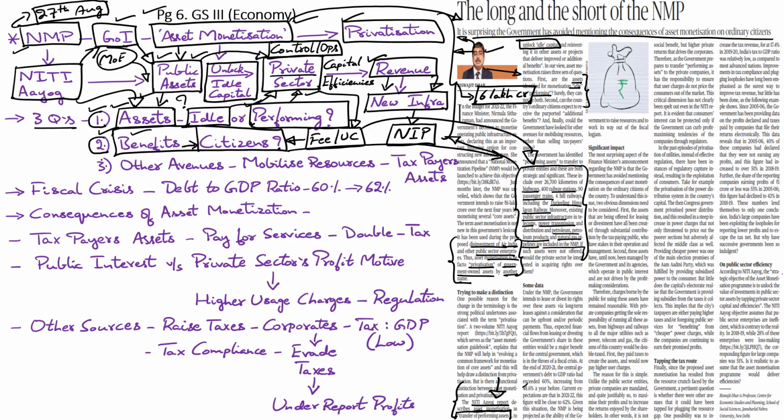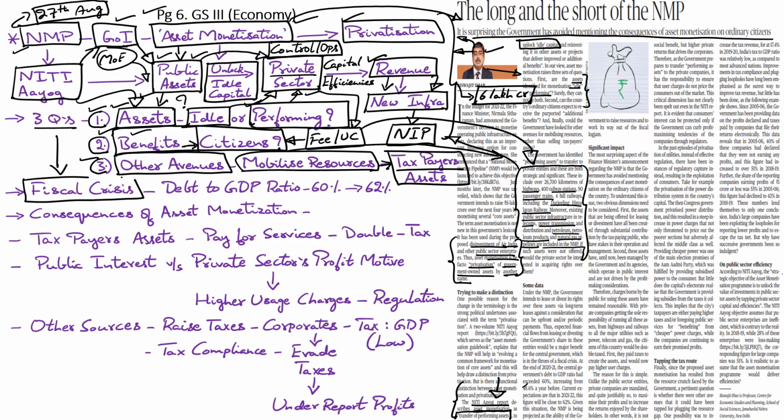Then finally, the third question is, didn't the government have any other avenues or sources to mobilize revenue instead of trying to sell off public assets that have been built with taxpayers' money? Based on these three questions, the writer concludes that the national monetization pipeline is largely designed to help the government overcome its fiscal crisis and not really to fund new infrastructure projects.